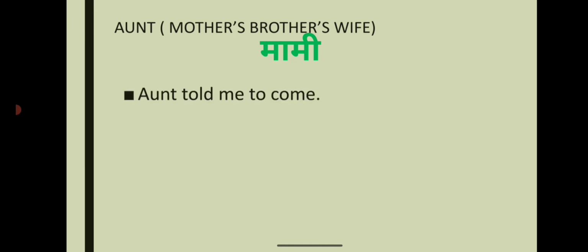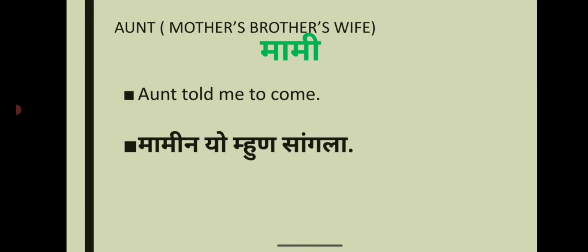Aunt told me to come. In Konkani we say as Mamin yo mun sangla. Mamin means aunt. Yo means come. Sangla means told.